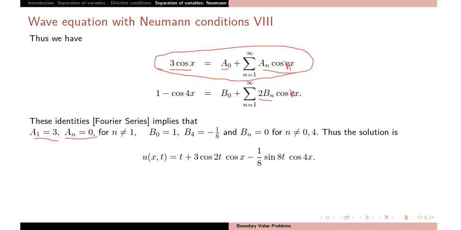And if you compare the second series, the constant is 1. This one is b0. And cos 4, this is for n equal to 4. So the right hand side will be 2b4 cos 4x and the left hand side is minus. So b4 is minus 1 by 8.